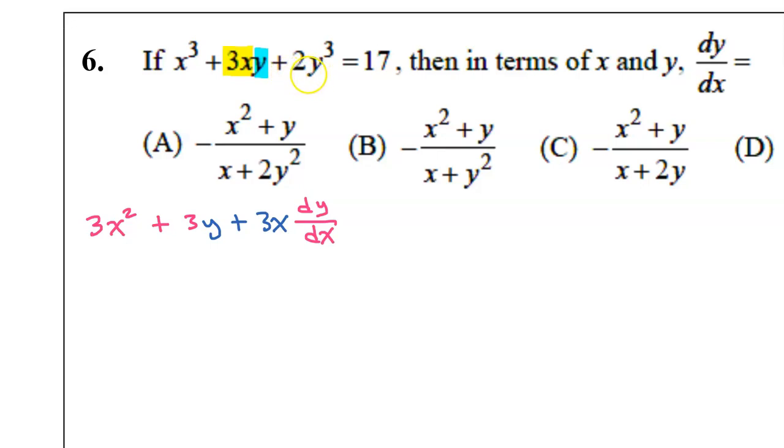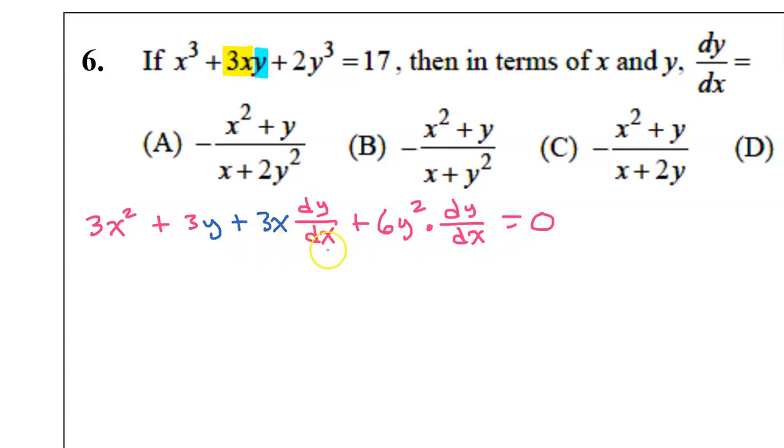Moving on to the third term, we're going to use the chain rule. So the derivative of the outer function is going to be 6y squared. However, because the inner function is not just x, it's a y, then the chain rule says we need to take the derivative of the inner function and multiply. So we will multiply by dy dx. And then we have the constant, and the derivative of a constant is 0.